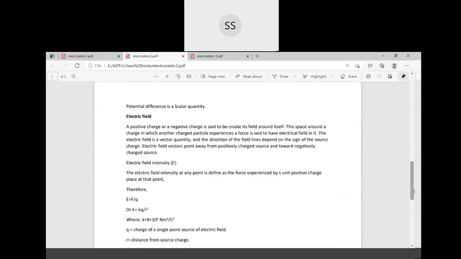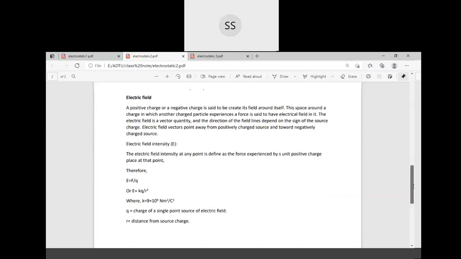Electric potential is a scalar quantity. So I think we have discussed electric field in the last class, that electric field is the area around a charged particle up to which it can attract or repel another charged particle, right? Yes, ma'am.